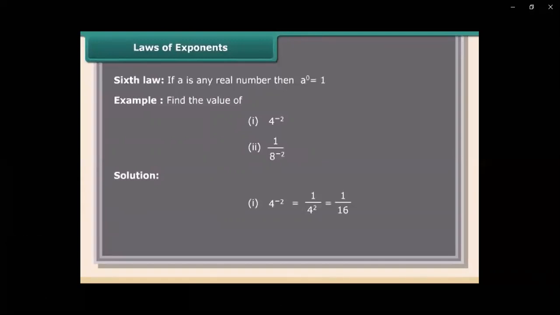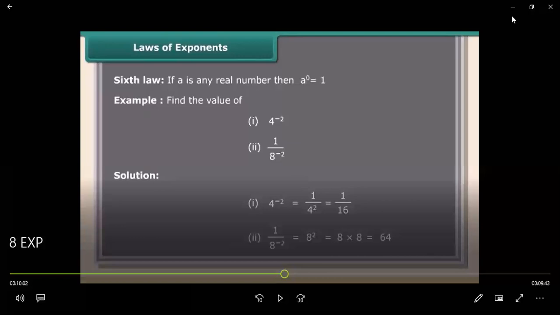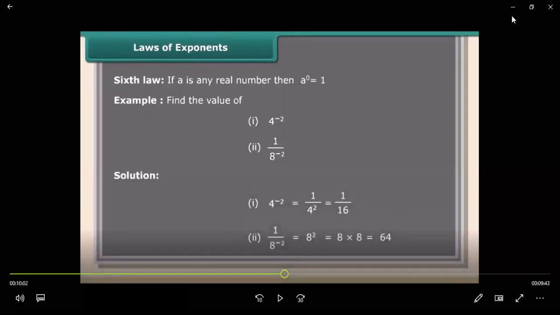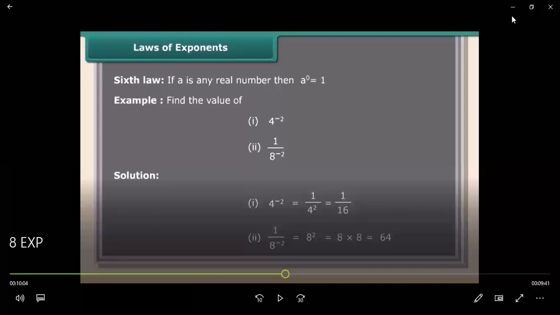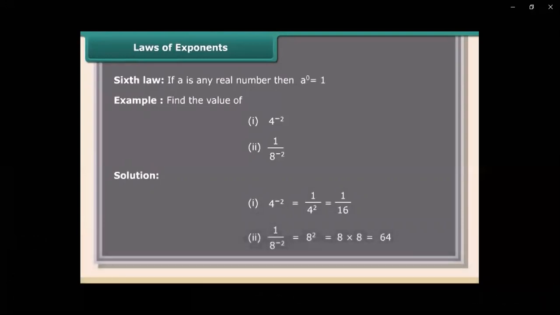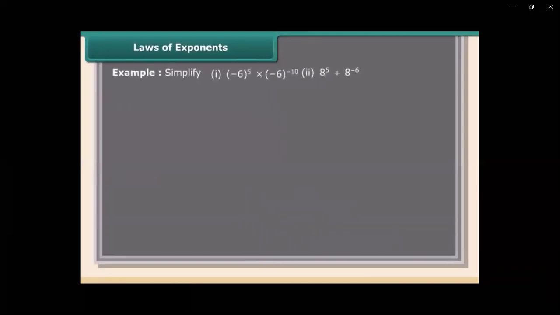Now, the second one is also based on negative exponents. So 1 upon 8 raised to the power negative 2. If the negative exponent is in the denominator, then when you convert the negative exponent into positive, it will automatically come into the numerator. So 1 upon 8 raised to the power negative 2 can be written as 8 raised to the power 2, which can be further written as 8 into 8, that's equal to 64. So these two concepts you have to remember. It's widely used throughout in various departments. So you have to get it clearly how we are converting these negative powers into positive.